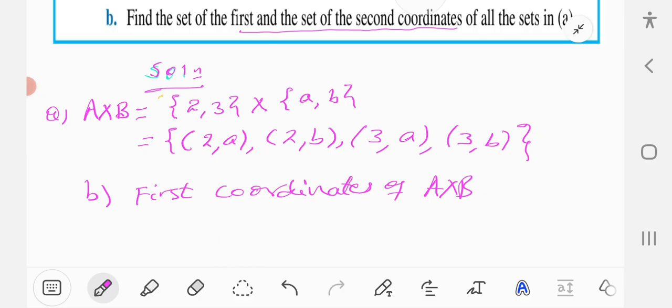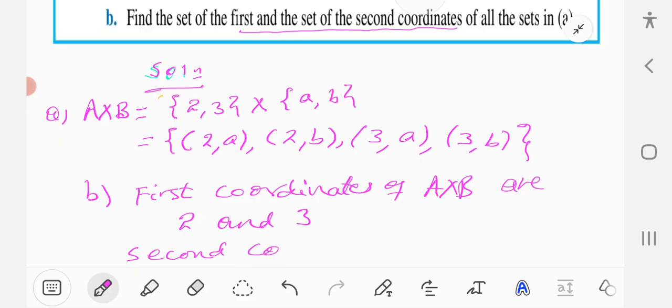The first coordinates of A cross B are, in each ordered pair, the first entry. In this ordered pair, the first coordinate is 2. In this ordered pair also 2. Then 2 is already taken here. From the ordered pair that contains 3 and a, you just take 3. Therefore, these are the first coordinates. We can say 2 and 3.